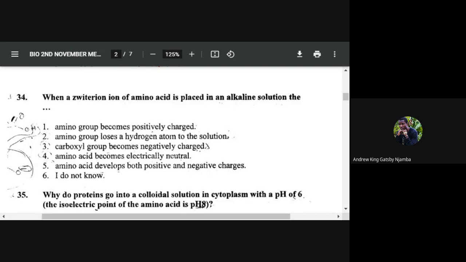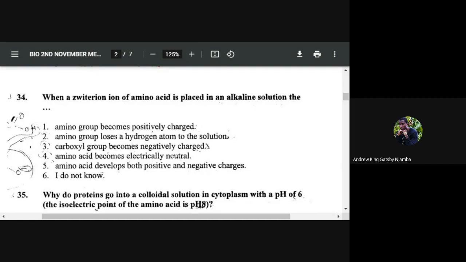And we know that when a molecule loses electrons, what is going to happen to its structure? It's going to have a positive sign to it. So this is the reason why when you put an amino acid in an acidic medium, the amino acid is going to be positively charged.